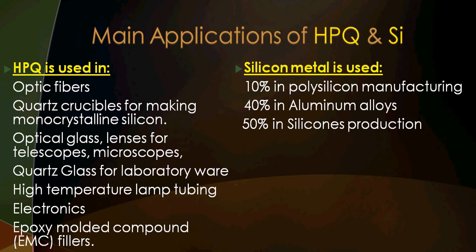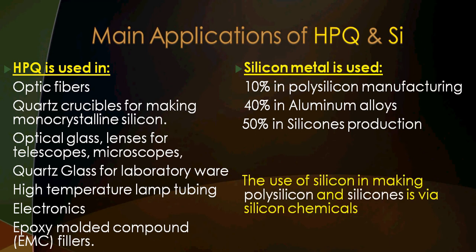Silicones are compounds. These are elastomers, plastics, adhesives, binders. A large number of products come under the category of silicone. The use of silicon in making polysilicon and silicones is via silicon chemicals. So we cannot directly use the silicon in the manufacturing of polysilicon or silicones. We have to produce some silicon chemicals first.